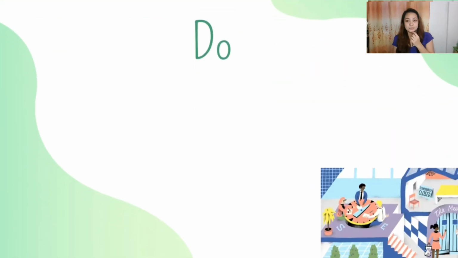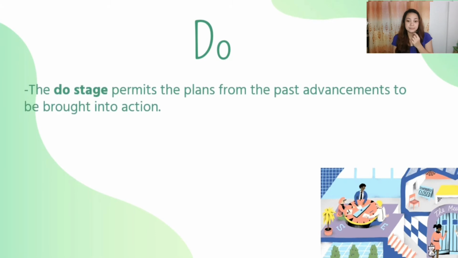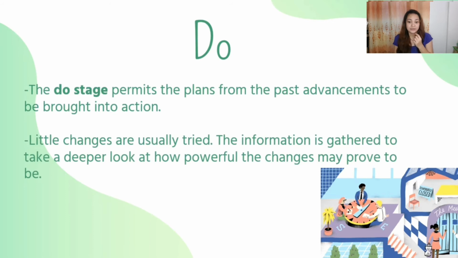Next is the do stage. It permits the plans from the past advancements to be brought into action. These little changes are usually tried and the information is gathered to take a deeper look at how powerful the changes may prove to be. Also, in the do stage, the solution is tested on a small-scale basis. It involves collecting data for later analysis and ensures the solution is appropriately tested and benefits are validated before committing to full implementation.